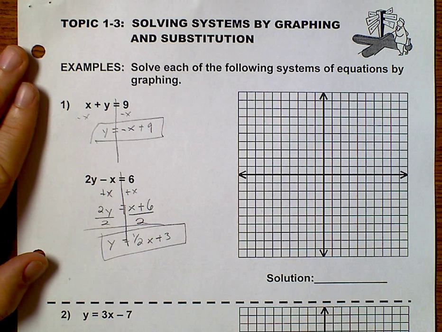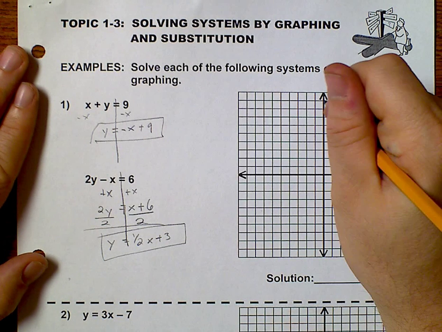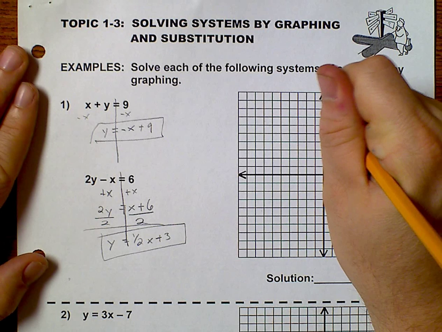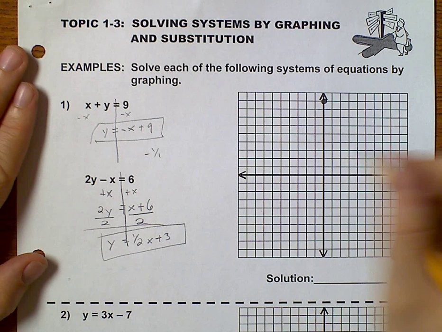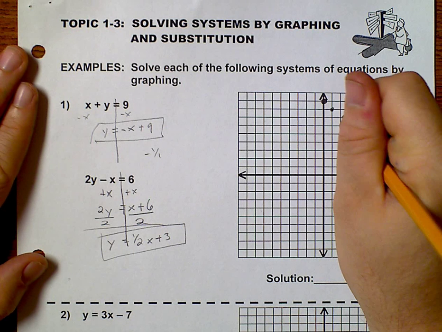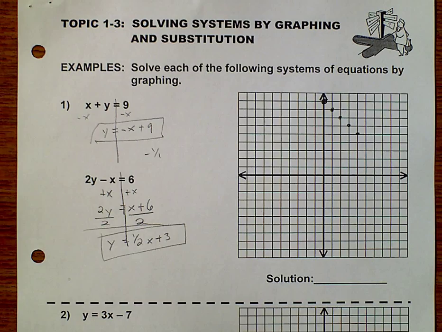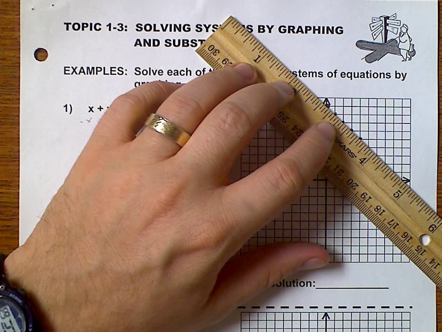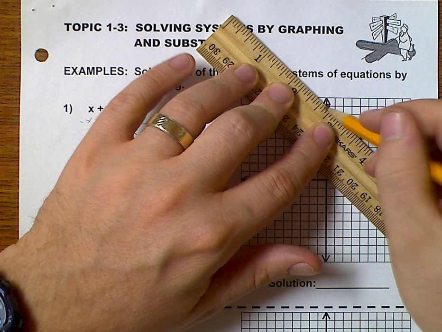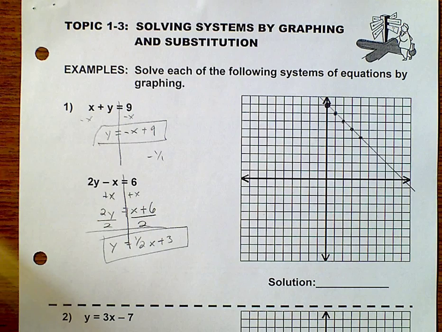I'm going to go ahead and work on this. Start by plotting at 9. And here my slope is negative x, so that'll be negative 1 over 1. I have got my graph, and I go ahead and do my line.